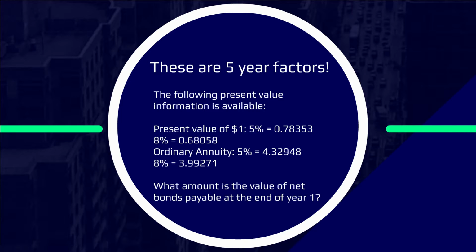So we know that these are 5-year factors, even though they're asking us what the value of the bond is when there's 4 payment periods left. So they are being a little bit tricky here. They're not giving you exactly what you need, but you have everything you need to work it out.